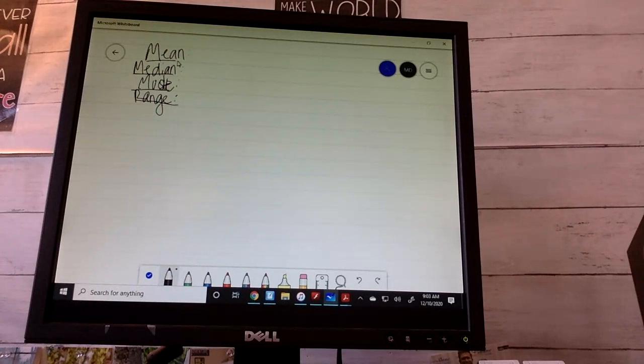Just have these written down in your notebook. Mean, median, mode, and range. One on a line, just like I did there.